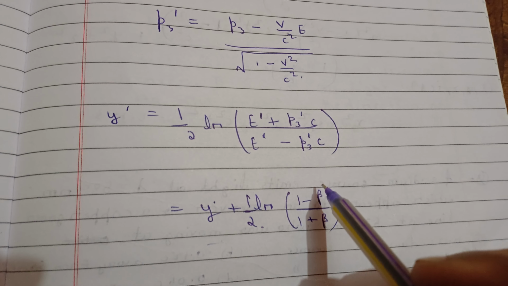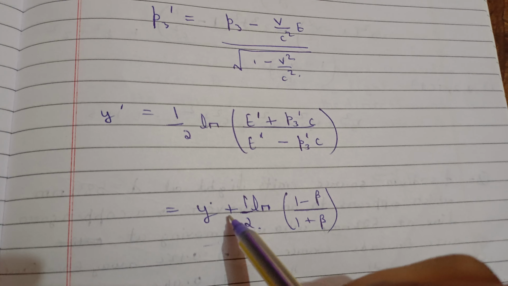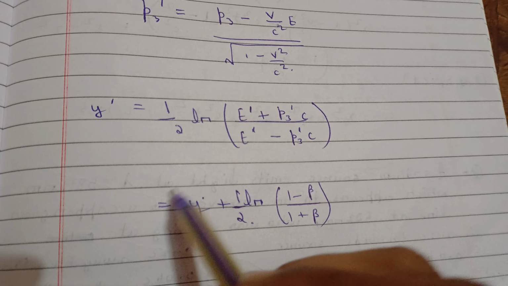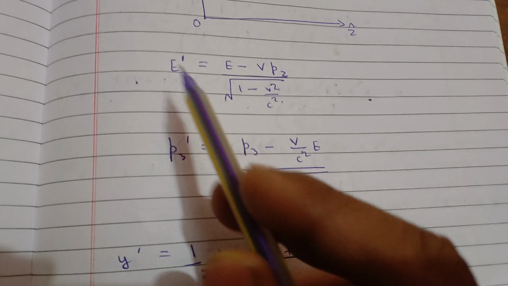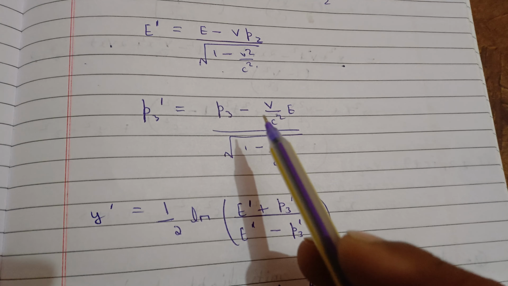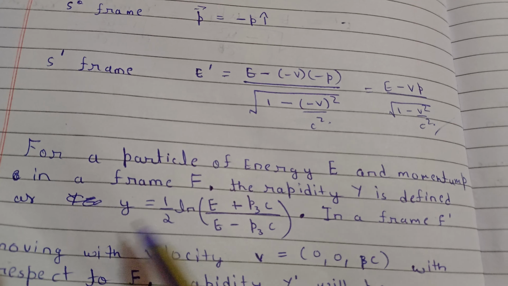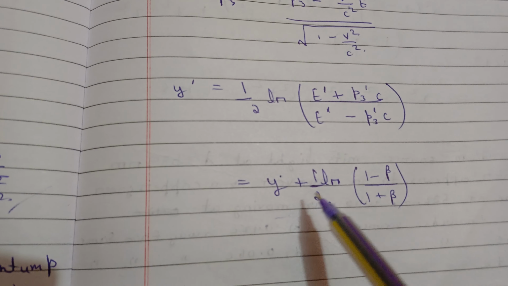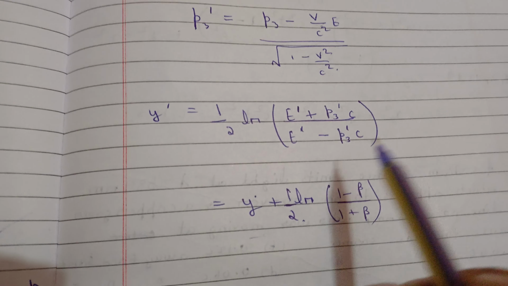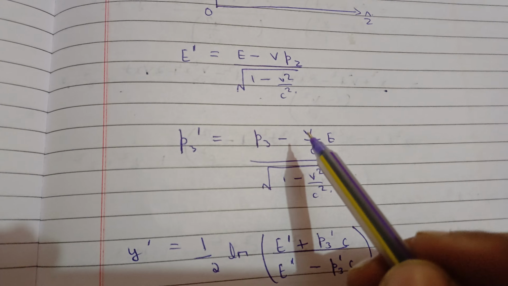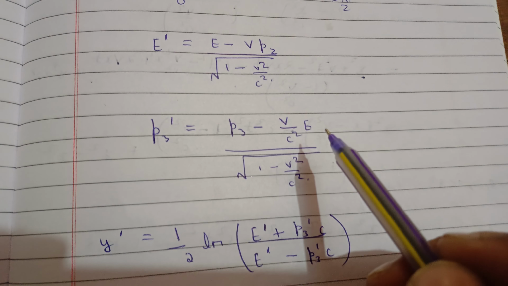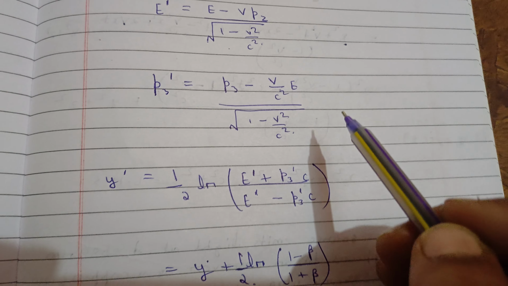Maybe you will get 1 plus beta above, then there will be a negative sign here, so you can just exchange. This will be the answer for y prime. You can calculate it, it is very easy. Just put these values in this formula, and in the last you will get this value also, and that will be equal to y, and then you will get this extra piece. When you solve, just put v equal to beta c, and you will get the answer. Try to solve it.